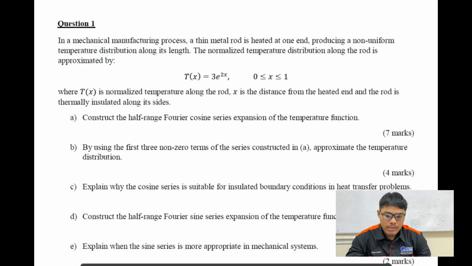The cosine function naturally satisfies this condition because the derivative of a cosine function is a sine function. d over dx of cos n pi x equals negative n pi sin n pi x. At the boundary where x equals 0, sin 0 equals 0. Therefore, d over dx of cos n pi x equals 0, which means the heat flux is 0. As a result, the Fourier cosine series automatically satisfies insulated boundary conditions and is widely used in heat conduction problems involving insulated rods, walls, and other engineering systems.